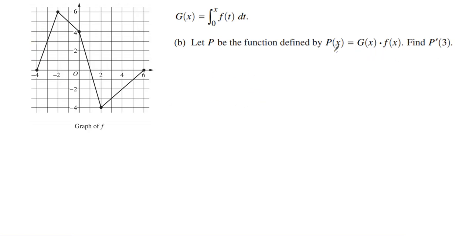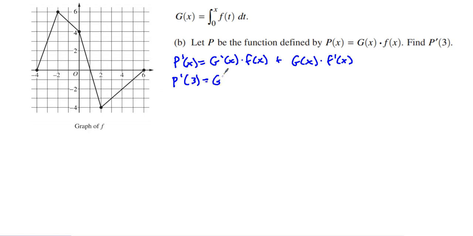My students love part B because we're just taking the derivative of p, and p is this new function. So we are going to do the product rule. So p prime of x is equal to g prime of x times f of x plus g of x times f prime of x. And now we're going to do p prime of 3, which is going to be g prime of 3 times f of 3 plus g of 3 times f prime of 3.